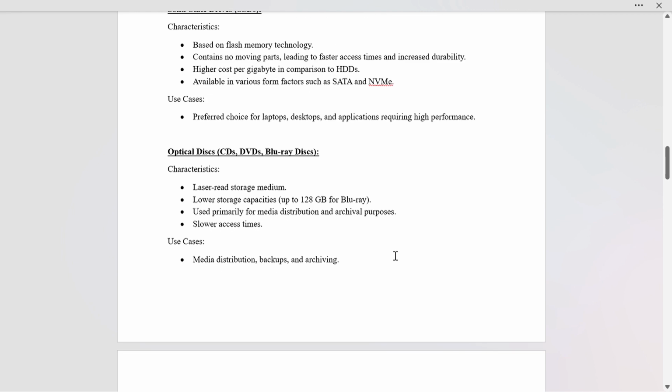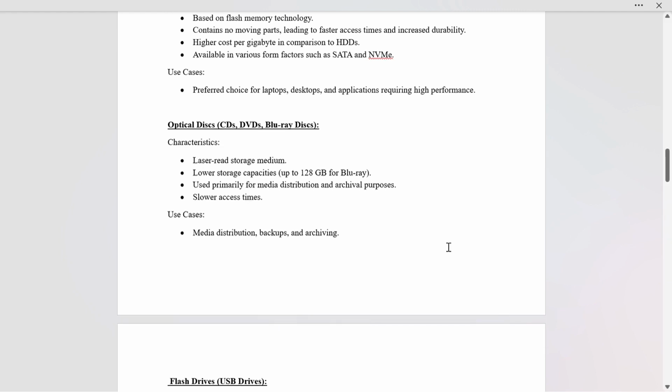Optical discs, which might be CDs, DVDs, and Blu-ray discs. Laser read storage medium, lower storage capacities, used primarily for media distribution and archival purposes. Slower access time. These discs are used for media distribution, backups, and archiving.